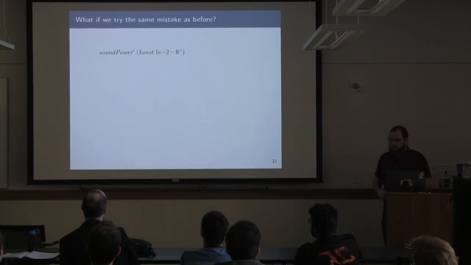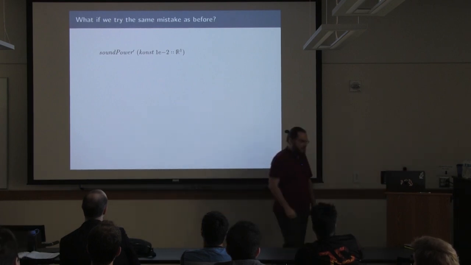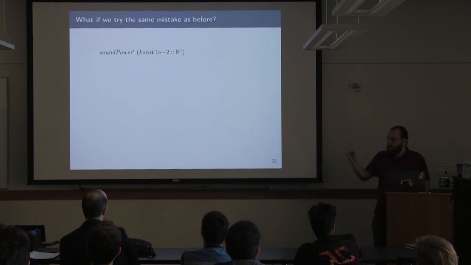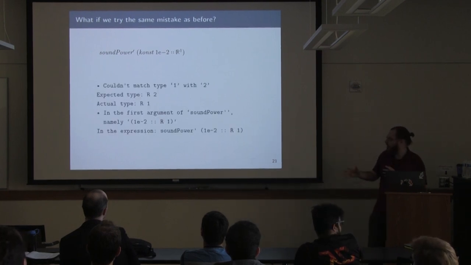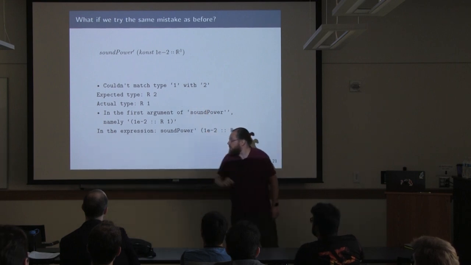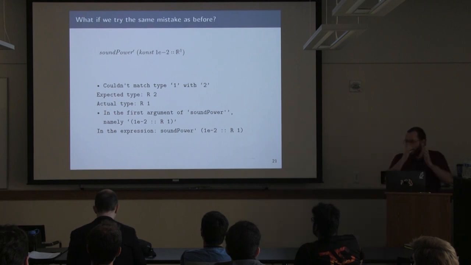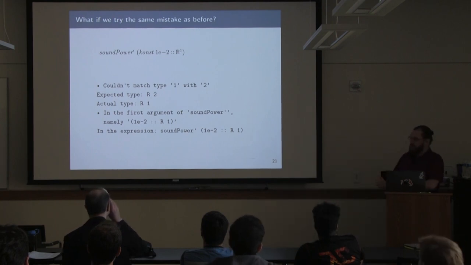So when we try to call this, const has an ability to just take a number and make a vector out of it. So we try to apply a one vector to our sound power, and we get a problem when we try to compile. It says it can't match type 1 with type 2. So no longer are we throwing an exception at runtime, we're throwing an exception at compile time.